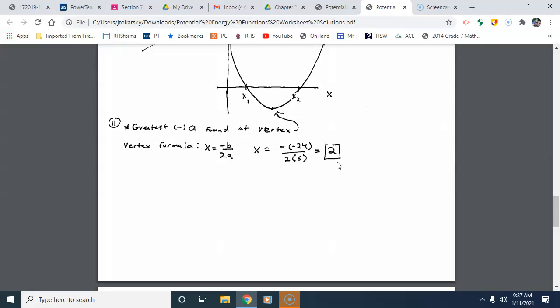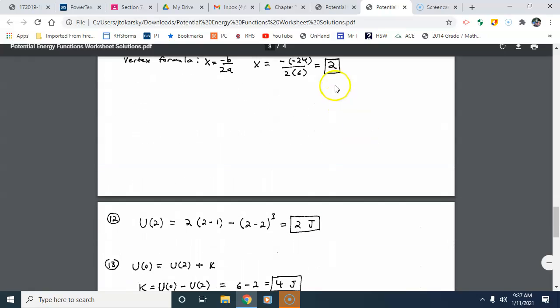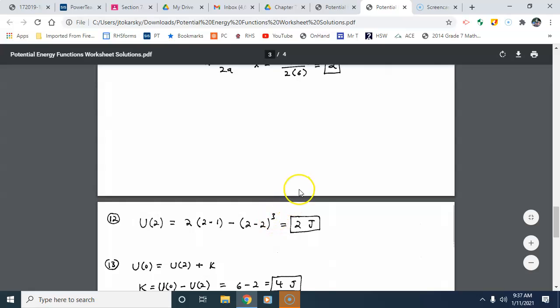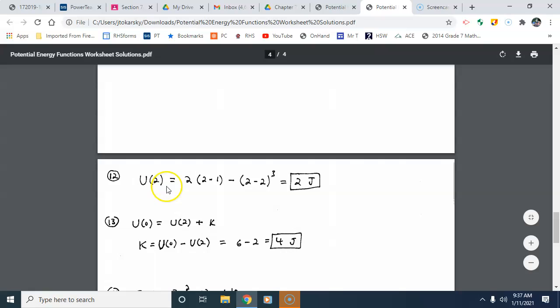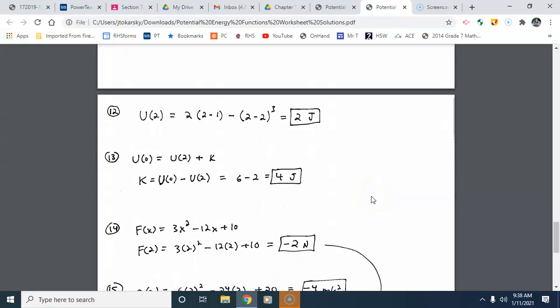What is the value in number 12 of its potential energy at this position? All right. So that's easy once you get it. You couldn't answer 12 if you didn't get number 11. But we just evaluate the function that was originally given. The potential energy function evaluated at 2 is 2 joules.